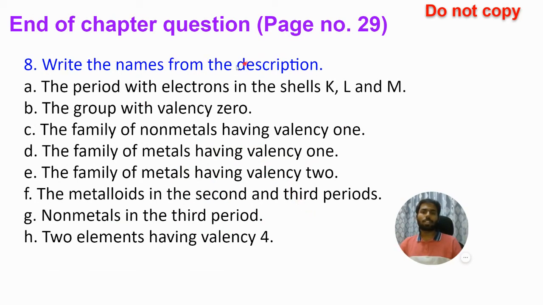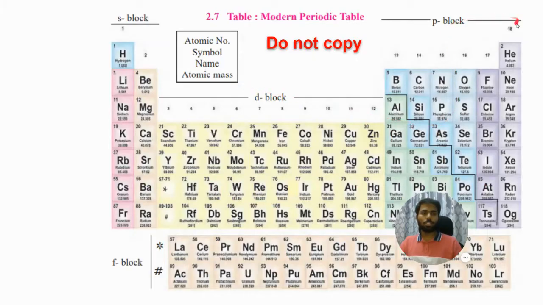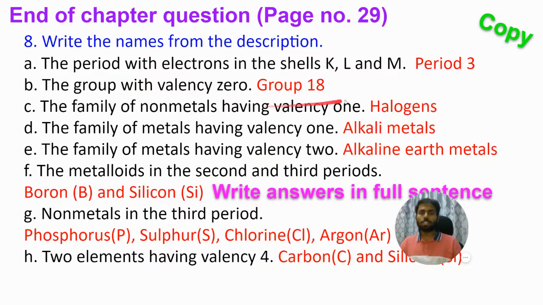Write the names from the description. Okay, it's just name the following. Very likely to come in objectives in board exam. So the period with electrons in shells K, L and M. K, L and M are the names of the first 3 shells, right? So whenever there are electrons in 3 shells, you know that it is from period number 3. Okay. Next, group with 0 valency. Which group has valency 0? The last group, right? The last group is made up of noble gases. Noble gases have their last orbit completely filled. So their valency will be 0. So the answer is group 18.